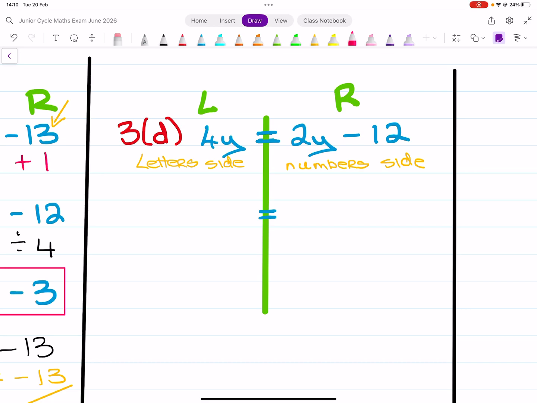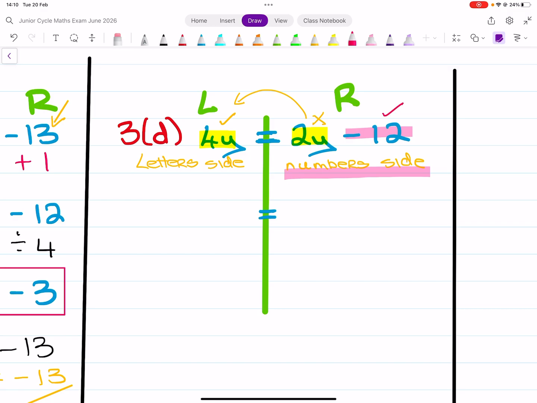So on the left-hand side, I'm going to say that's where all the letters should be. Because this contains a letter, I'm going to leave it be. It's in the right place. Now, this contains a letter, which means it should be over here. It's in the wrong place. And then this one is a number and it's on the right-hand side, which is the numbers side. So it doesn't have to move anywhere. It's in the right place.